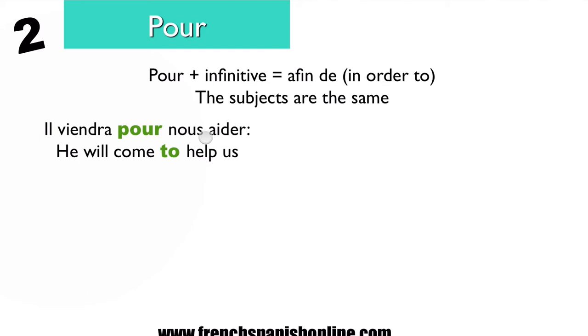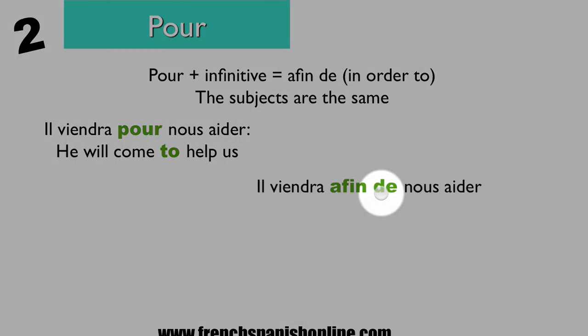Here, because the meaning of to is in order to, we can also use the word afin de. Il viendra afin de nous aider. So here, il viendra pour nous aider or afin de nous aider is correct. As you can see, we need the preposition de.